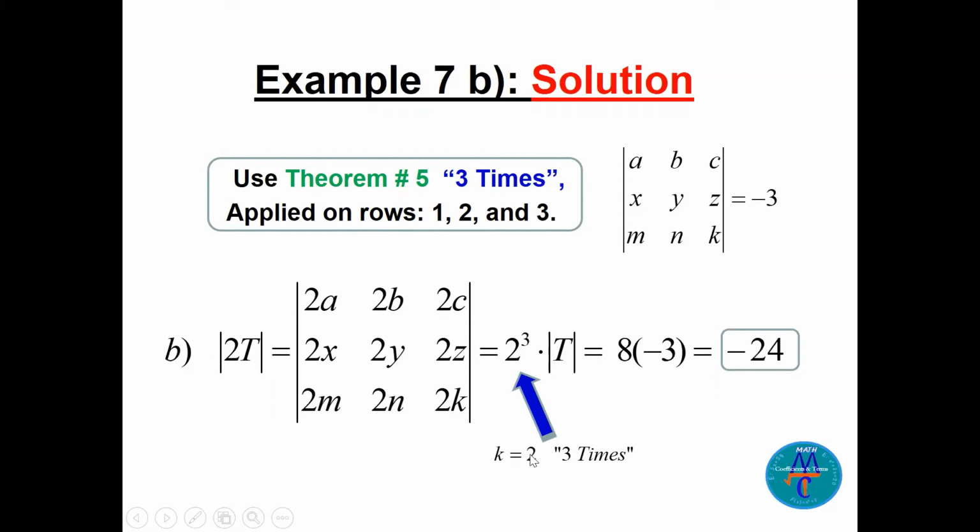So if k is 2, here k is 2, 3 times. So this is 2 cubed. The value is 2. We can multiply by 5, by 6, by -half. 2 cubed times the determinant of the t, which is the given -3. So the answer is -24.